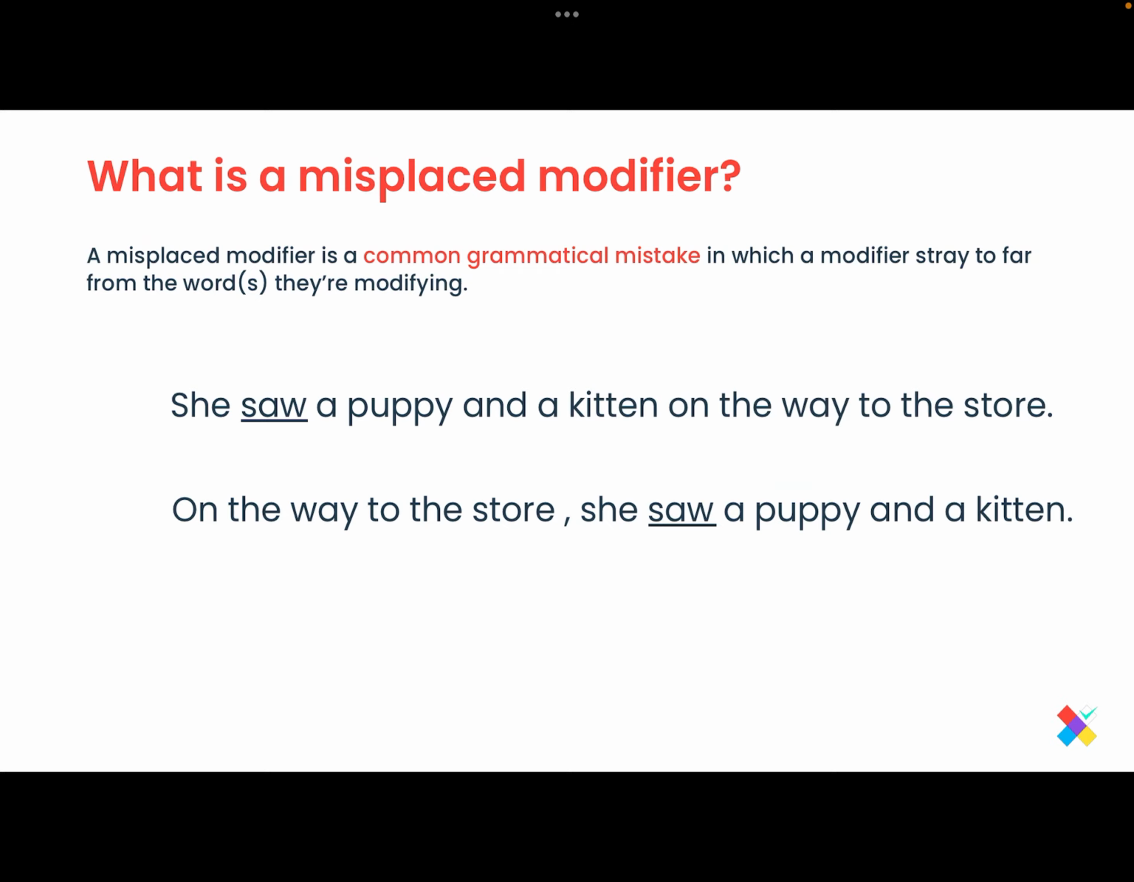Okay, so as I said, the sentence: she saw a puppy and a kitten on the way to the store. In this sentence, it looks like the puppy and the kitten are actually going to the store to buy something, whereas in the second sentence, there is a person who's actually doing the action on the way to the store, and the person saw these two animals, a puppy and a kitten. So a little bit of reordering of the words can clear everything up.